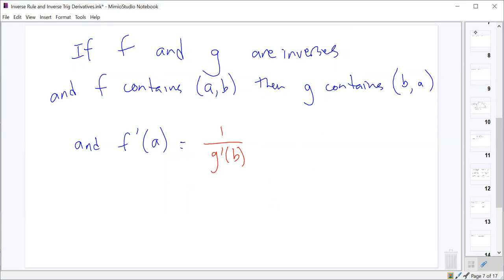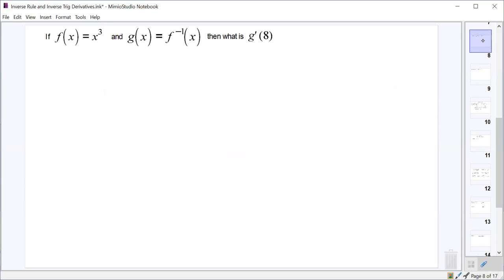Good. All right, let's see if we can do this. We're going to do it with a function that we could find the inverse of really easily. So we're going to do it using the inverse rule, and then we're going to actually find the inverse and prove that we've done it correctly. So we want to find g prime of 8. The first thing we're going to do to find g prime of 8 is think about what that means about the function g. It means that the function g contains some point where the x value is 8, doesn't it?